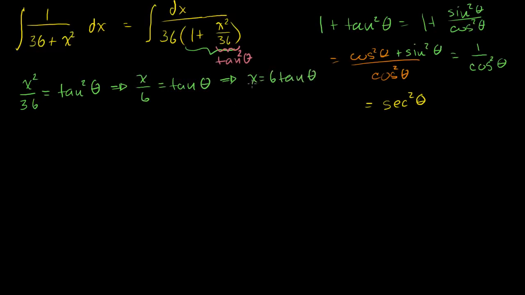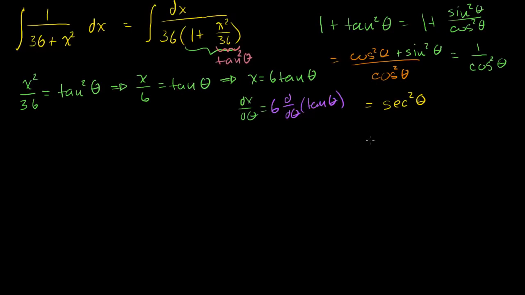If we take the derivative of both sides of this with respect to theta, we get dx d theta is equal to, what's the derivative of the tangent of theta? I can show it to you just from basic principles. Actually, let me do it for you just in case. It never hurts to do it on the side. So it's going to be 6 times the derivative with respect to theta of tangent of theta, which we need to figure out.